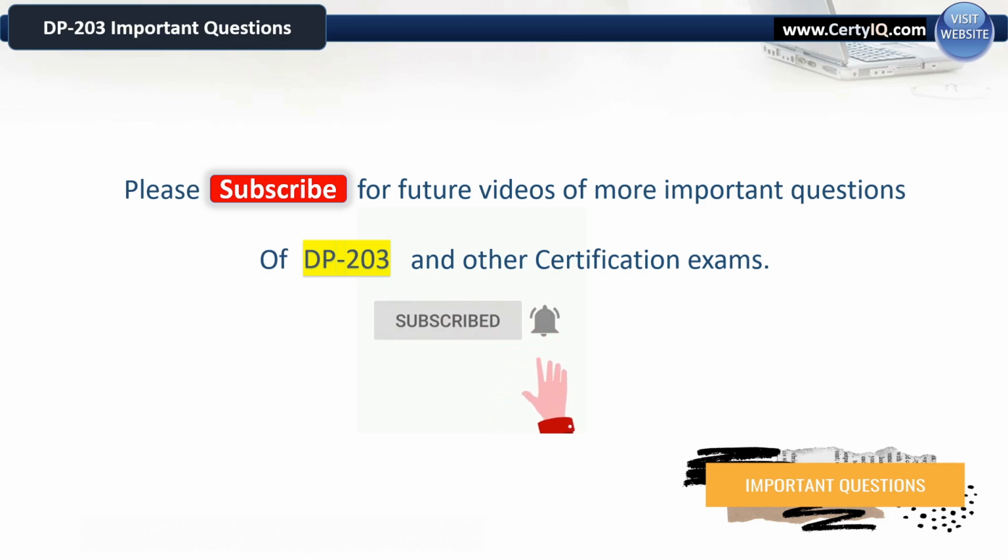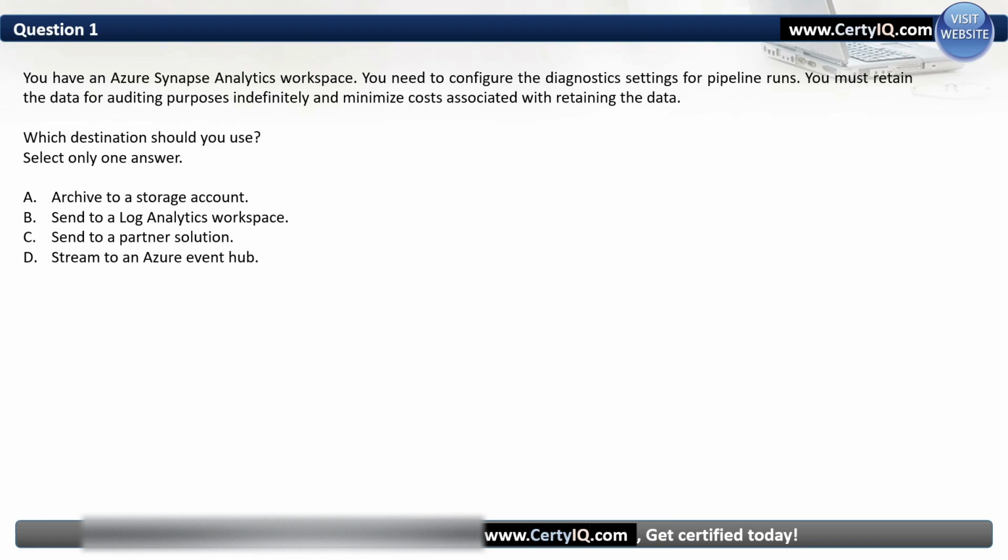To the questions. Question 1. You have an Azure Synapse Analytics workspace. You need to configure the diagnostic settings for pipeline runs. You must retain the data for auditing purposes indefinitely and minimize costs associated with retaining the data. Which destination should you use? Select only one answer.